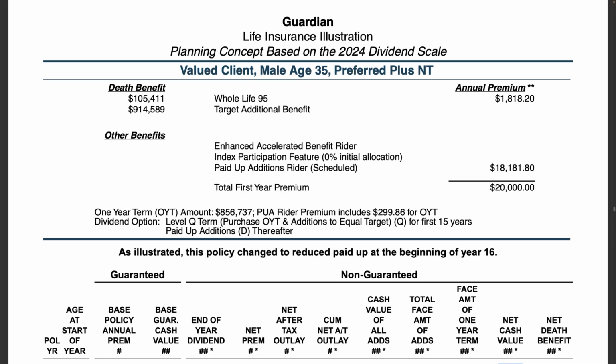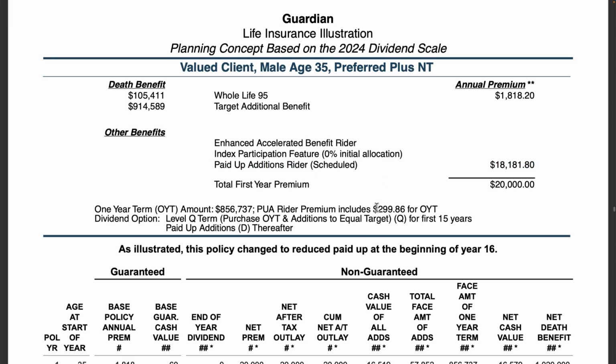This is the second scenario where we are designing with a lower base premium and everything else going into the cash value. So we can see we have a little over $1,800 going to the whole life insurance, which is the base premium, and everything else left is going to be our PUA, or paid-up additions rider. Now I want to be clear that about $300 of this payment is used to buy the 1-year term insurance that helps us to get the necessary max space we need to put in $20,000 into this policy.